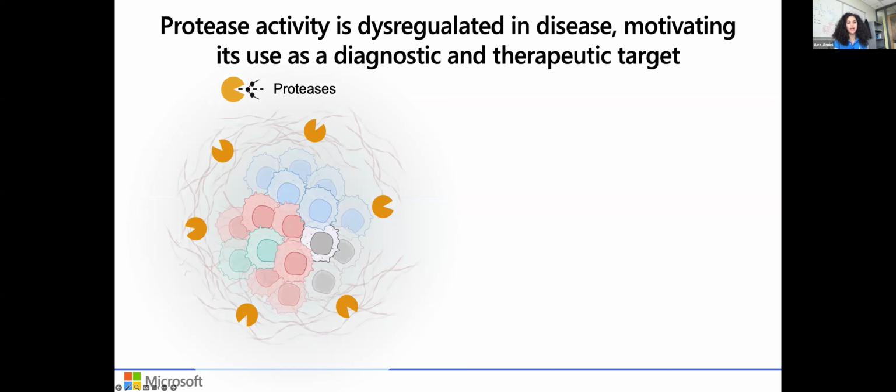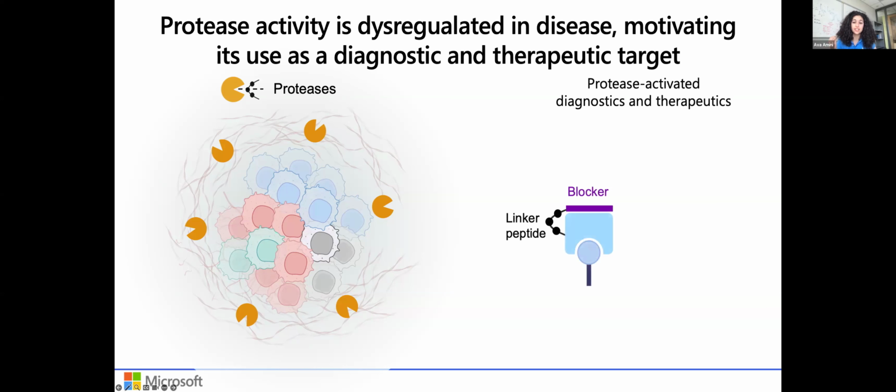And so not only has this been particularly interesting from a biological point of view, but in recent years, people have sought to leverage this dysregulation of protease activity that's specific to the tumor as a diagnostic or therapeutic target. One very promising approach is to leverage this dysregulated protease activity as a trigger to selectively activate a therapeutic or a diagnostic such that it acts specifically within the tumor microenvironment to attack the cancer and minimize the off-target effects.